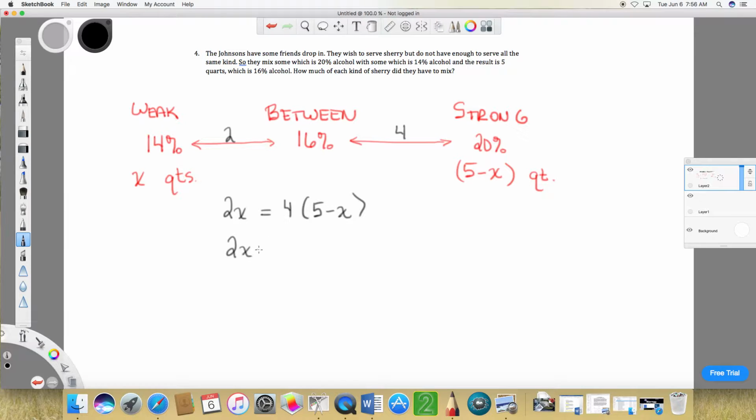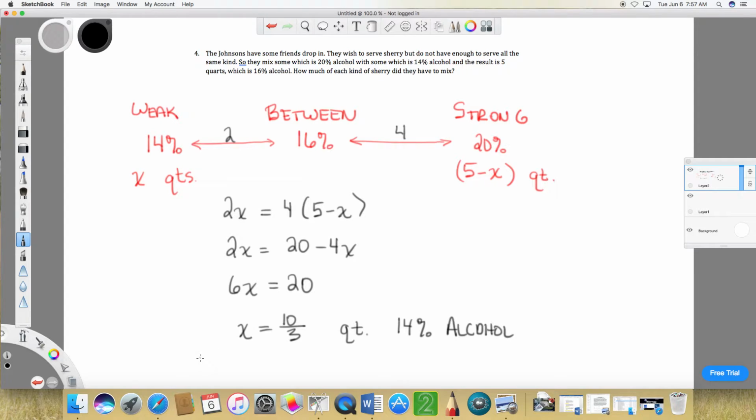So we've got 2x is equal to 20 minus 4x. And if we add 4x to each side, that gives us that 6x is equal to 20. If we divide by 6, we get 20 over 6, but those are both even numbers, which reduces to 10 over 3. And that's the number of quarts that we have of our weak solution, which was our 14% alcohol solution.